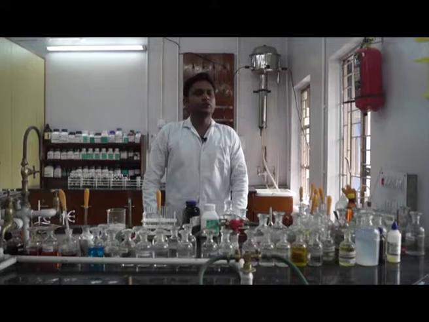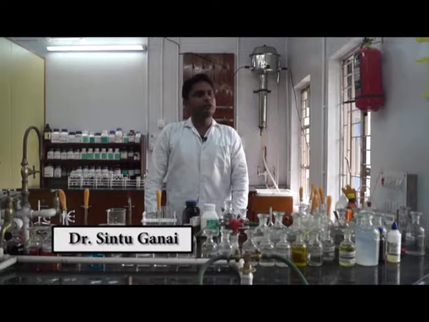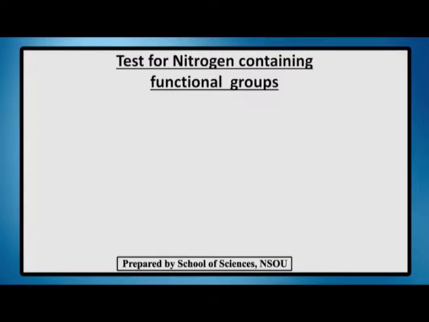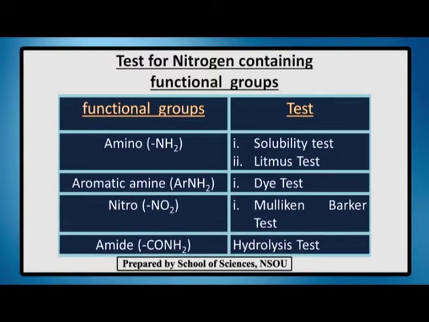During the Lassaigne test, if the Prussian blue test for nitrogen is positive, then we go for the nitrogen containing functional group test. If we get no Prussian blue coloration during the nitrogen test, we don't need to test for nitrogen containing functionalization. Now we will test for the nitrogen containing functional group, that is amino group.